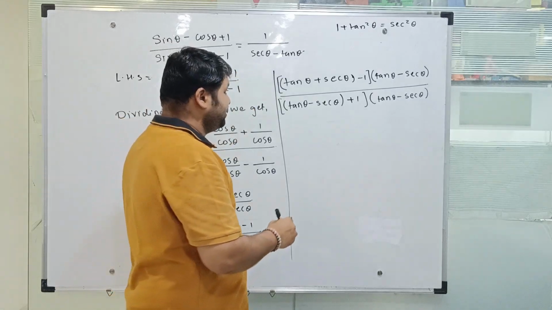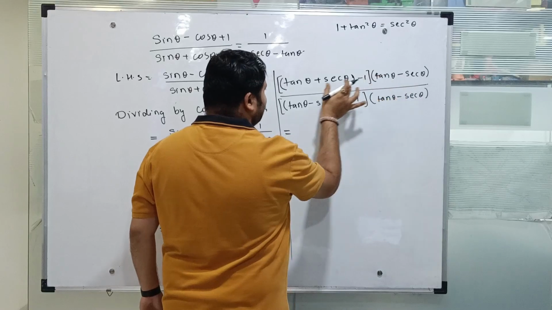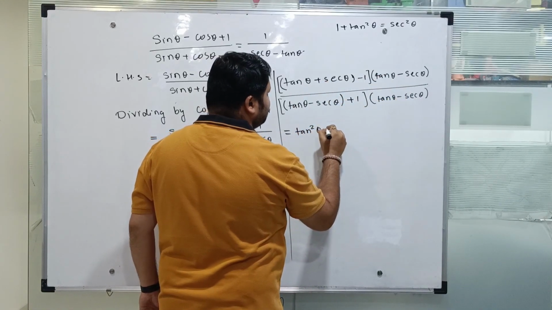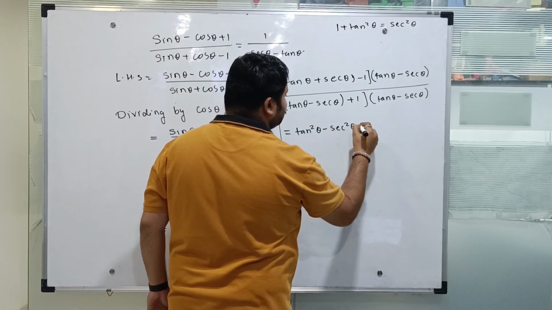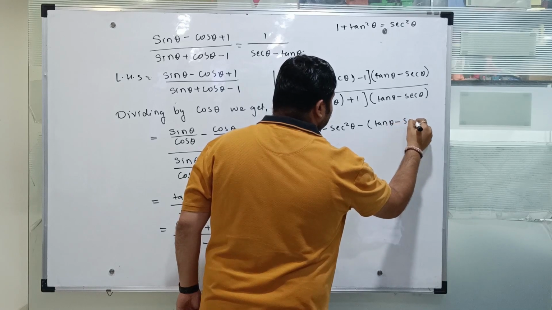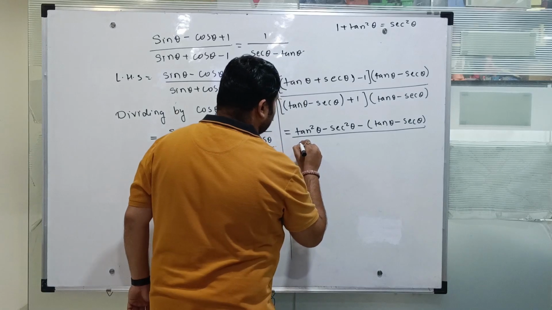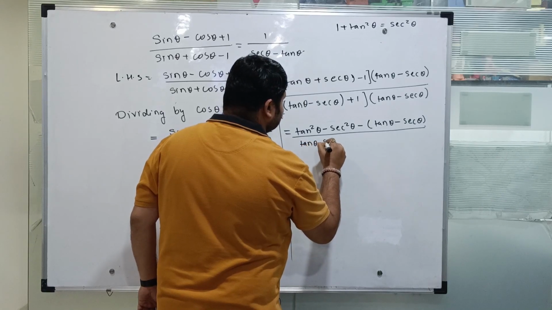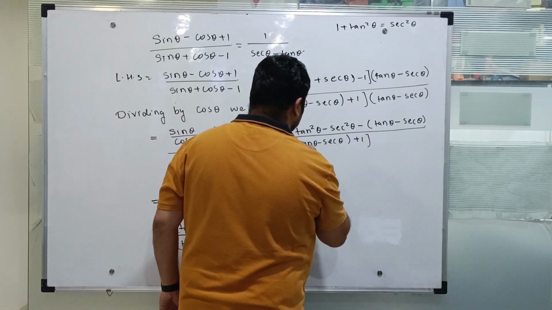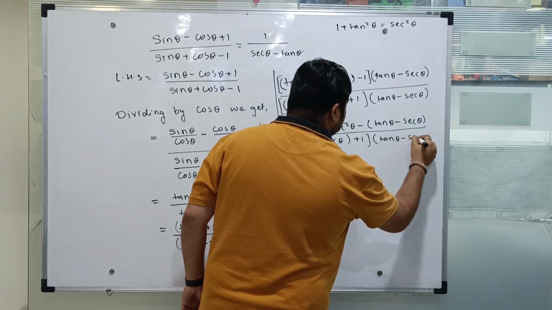So I can write it as, now this gets multiplied by this, I would get tan square theta minus sec square theta minus tan theta minus sec theta, divided by tan theta minus sec theta plus 1 times tan theta minus sec theta.